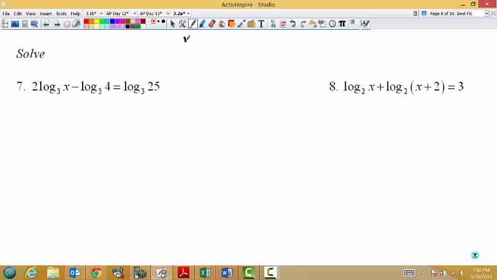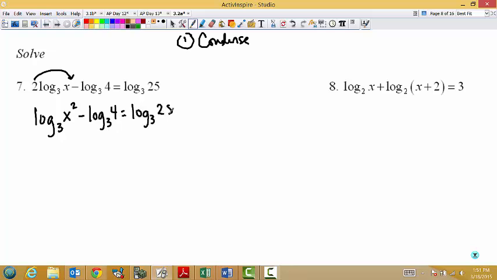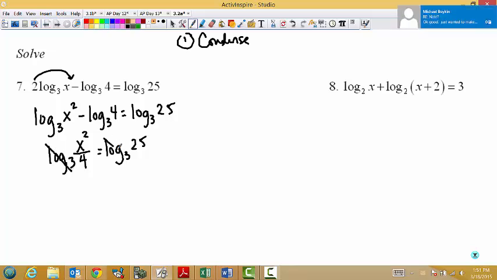The first thing you want to do, step 1, is condense it. So we need to move any numbers in front to exponents. Then the minus goes with division, so we write it as 1 log of x squared over 4 equals 25. Then another rule that we didn't look at is that if you have a log equal a log, the logs can cancel. So it would be x squared over 4 equals 25.